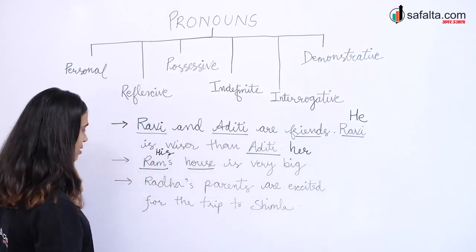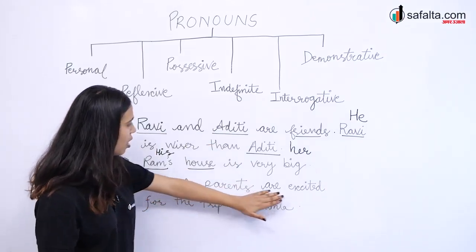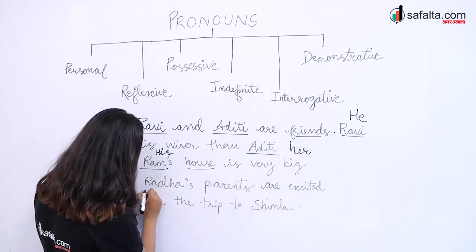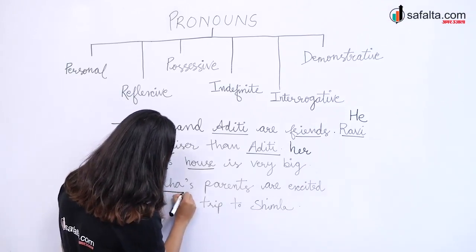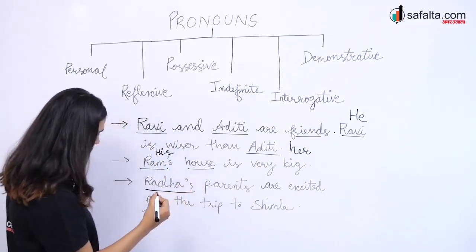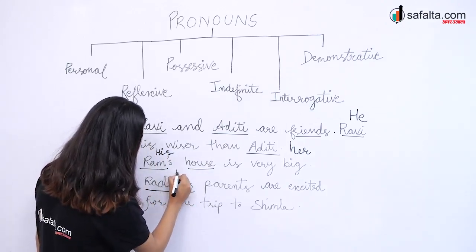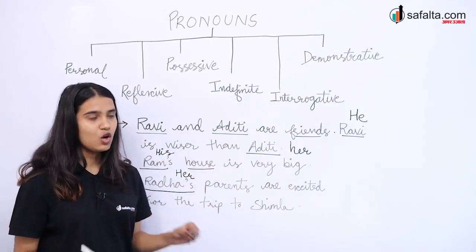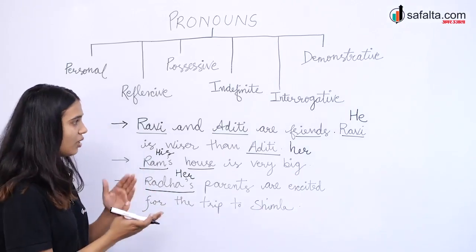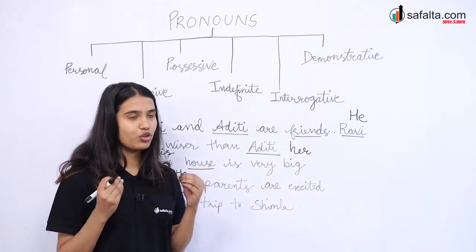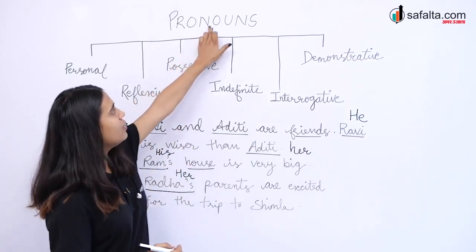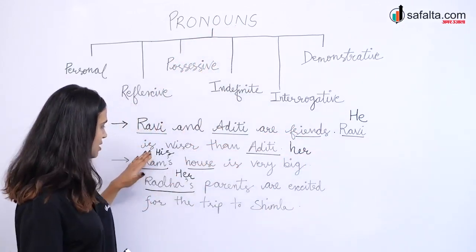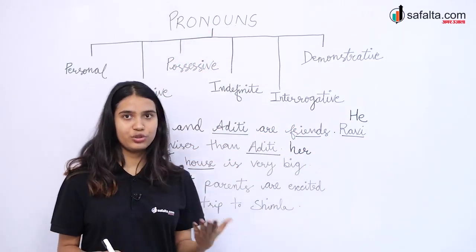Let's move on to the third sentence, which is: Radha's parents are excited for the trip to Shimla. Now, we want to use a pronoun instead of Radha's. We can say, her parents are excited for the trip to Shimla. So, what are pronouns? Pronouns are the words that are written or used in place of nouns. For example, he, her, his, it, you, etc.